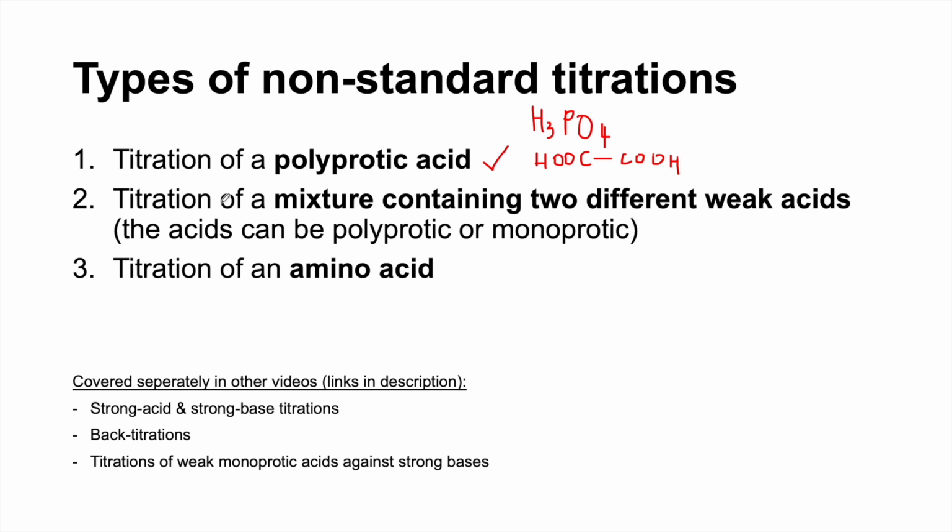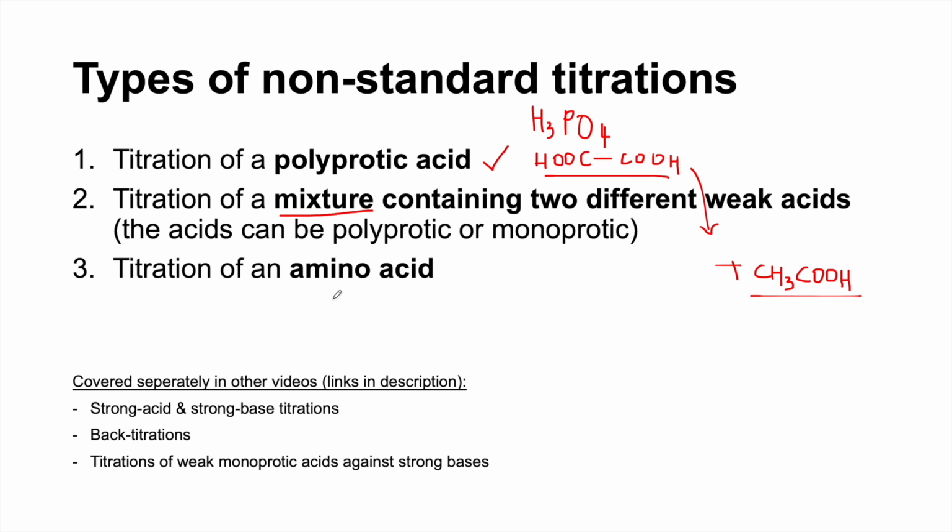Okay. Now the next one I'll be covering is a titration of a mixture containing two different weak acids. So I could have a mixture of oxalic acid, or as IUPAC, and therefore your A level and IB, love to call it, ethanedioic acid, plus ethanoic acid. So I can have these two together and then ask you to do a titration.